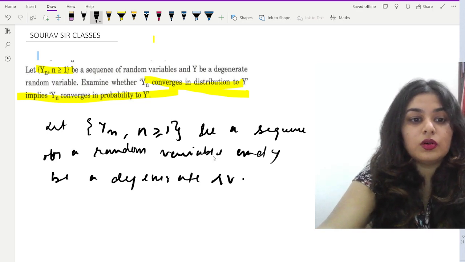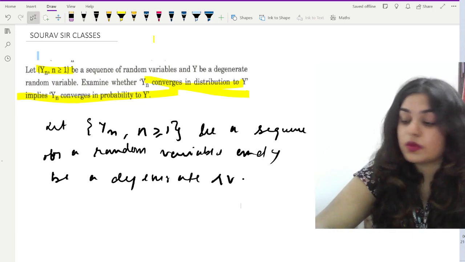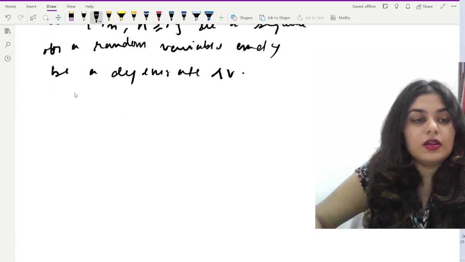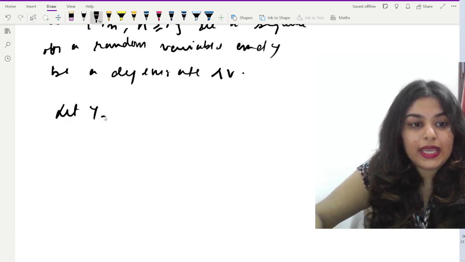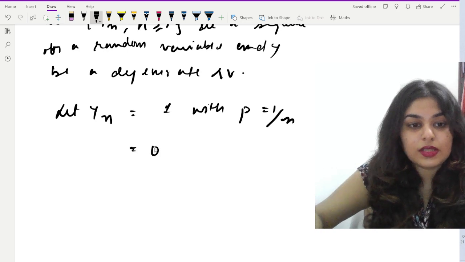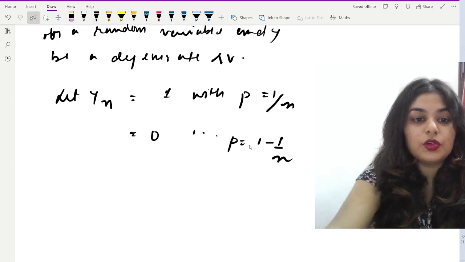Okay. So let us understand why no. Let us write down: let Yn equal 1 with probability 1/n, and it equals 0 with probability 1 minus 1/n, right? Now, then Yn converges in distribution to Y. Why?